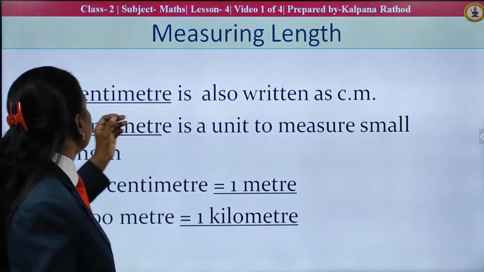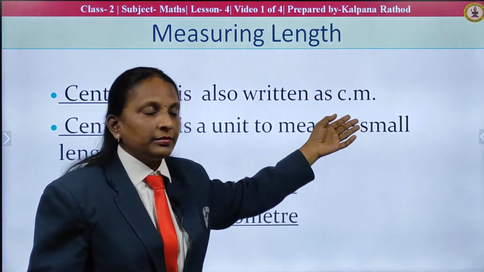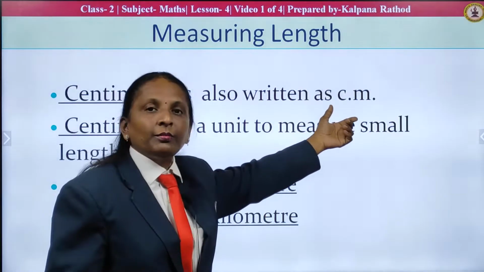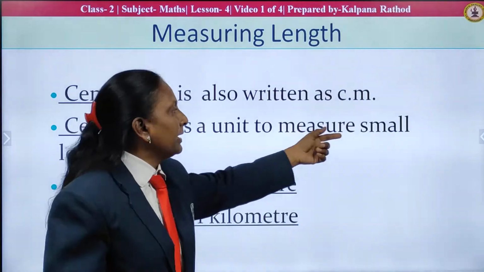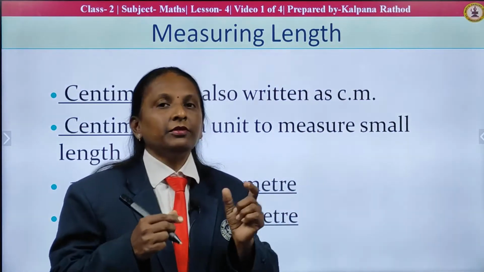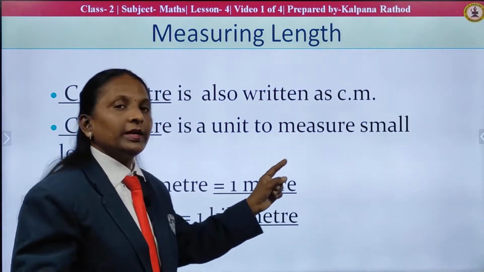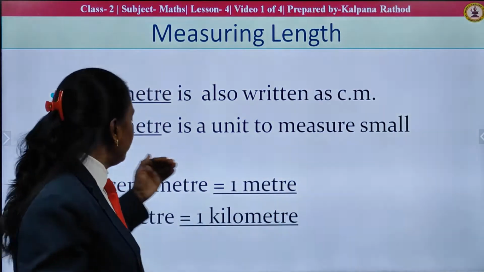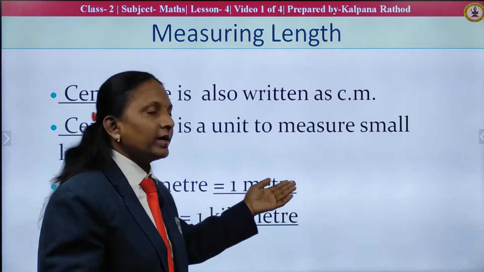Measuring length. Centimeter is also written as cm. That means we can write centimeter in short form as cm. Centimeter is a unit to measure small length. If we want to measure a small length, then we will use centimeter. 100 centimeter equals 1 meter. If we want to convert centimeter into meter, then we can convert this way: 100 centimeter equals 1 meter.